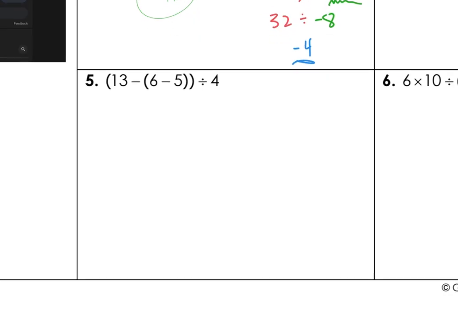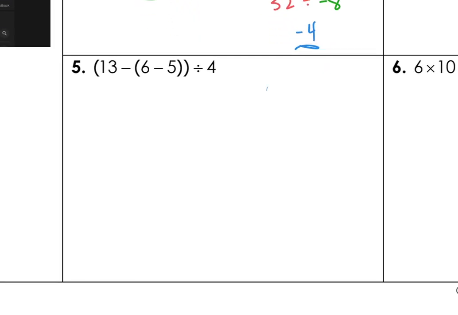Let's do number 5. PEMDAS, starting here, going there. Well, let's go and look. We have parentheses. There's the first box, yeah? Inside of that box is another box. Okay, so we actually need to go to the innermost box and do that work first.